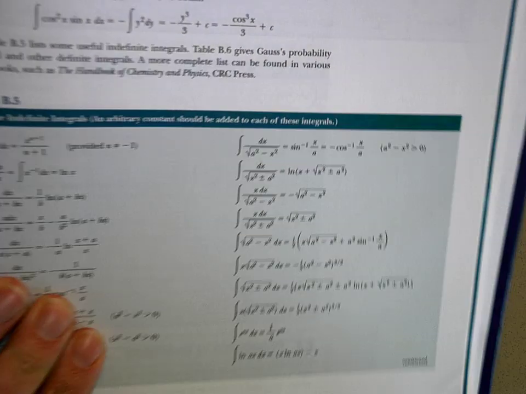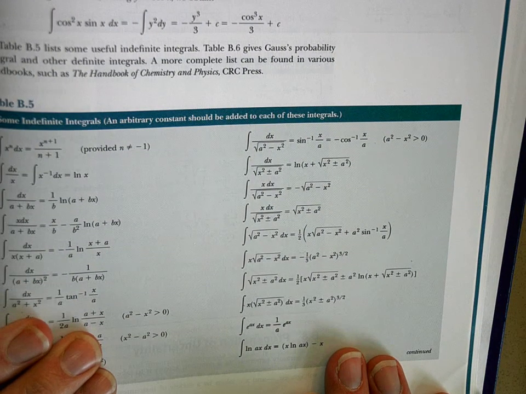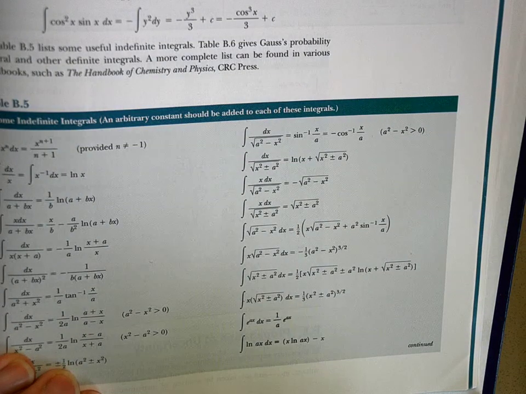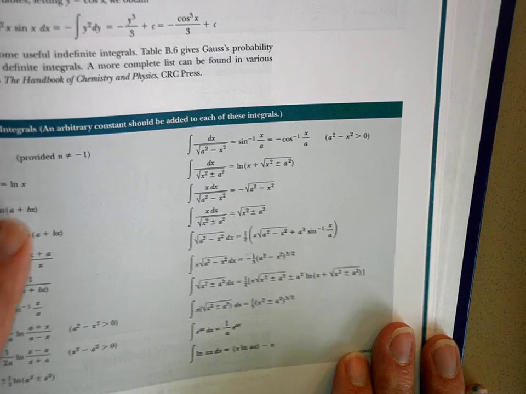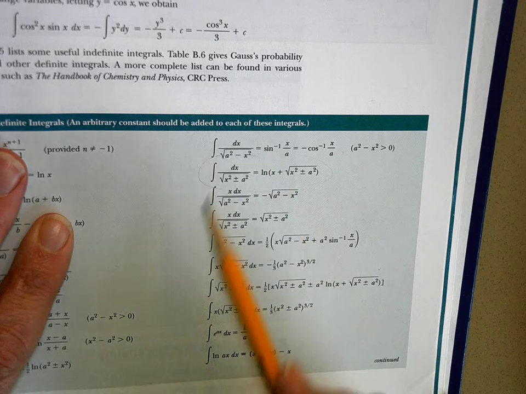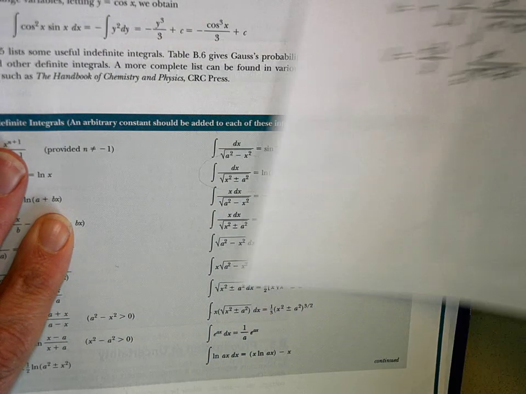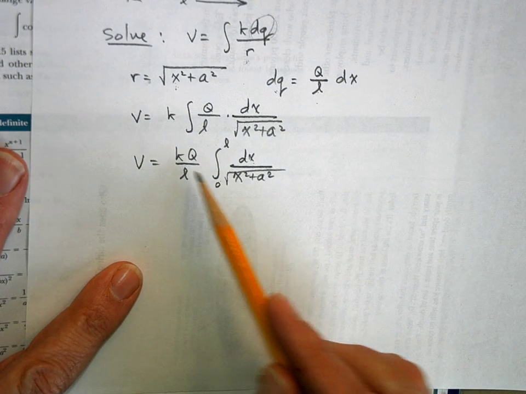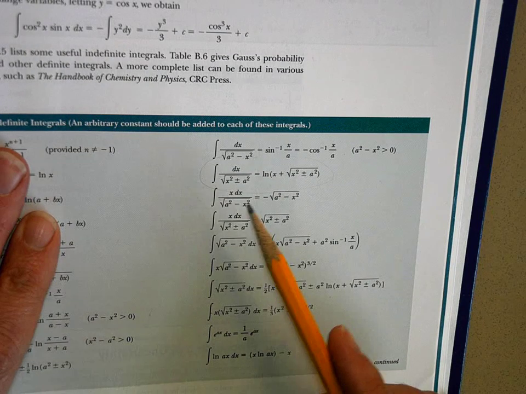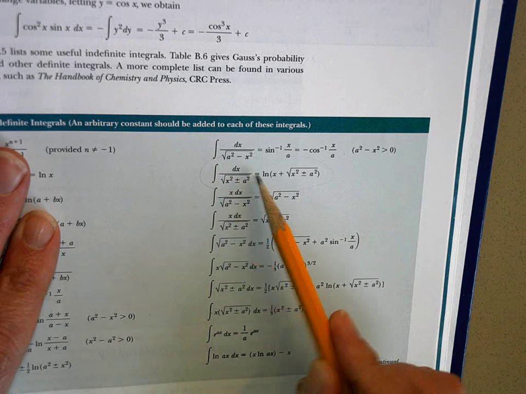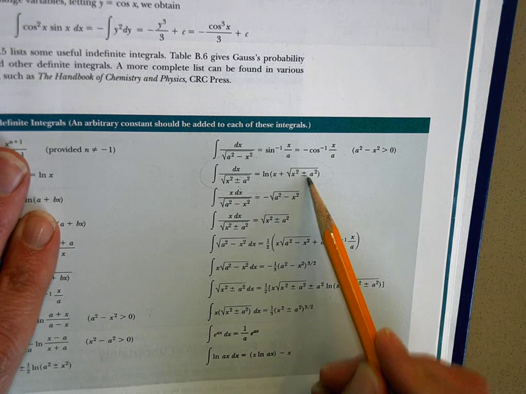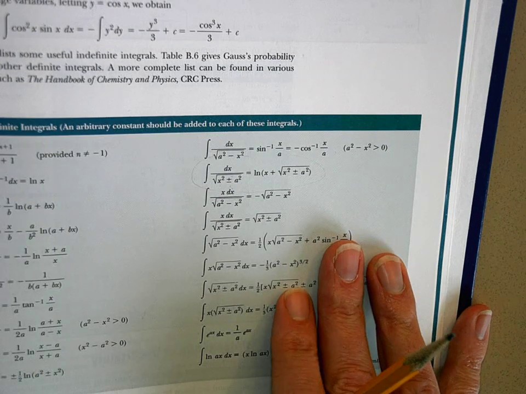So I'm looking at this, and I'm saying, what matches what I've got? Somebody went to all this trouble to create this table. I really ought to use it just to make them feel useful. All right, so it's this one right here, because I've got constant stuff. I don't really care about the constant stuff, but I've got dx over the square root of x squared plus a squared. The table has dx over the square root of x squared plus or minus a squared, so it's already been done for me, and I'm just going to use that.